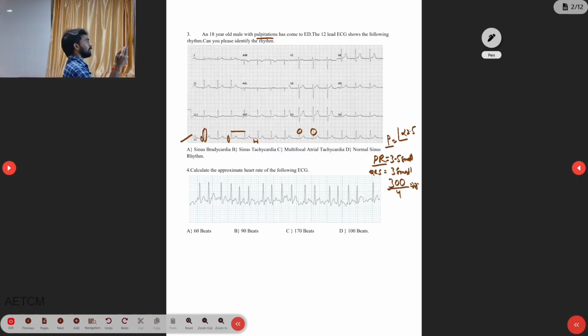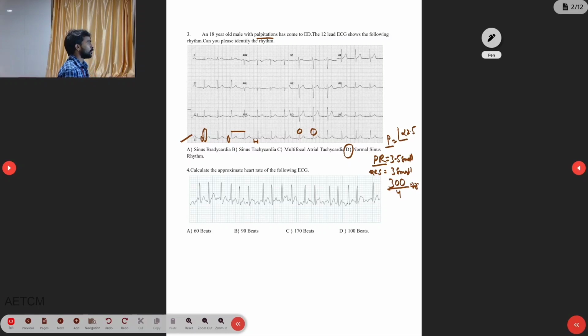So that's why we are calling it normal sinus rhythm. So the answer for this is normal sinus rhythm. That means you should have a normal P wave followed by a normal PR interval, and a normal QRS complex, and the RR interval should be regular. So that's why we are calling it normal sinus rhythm.